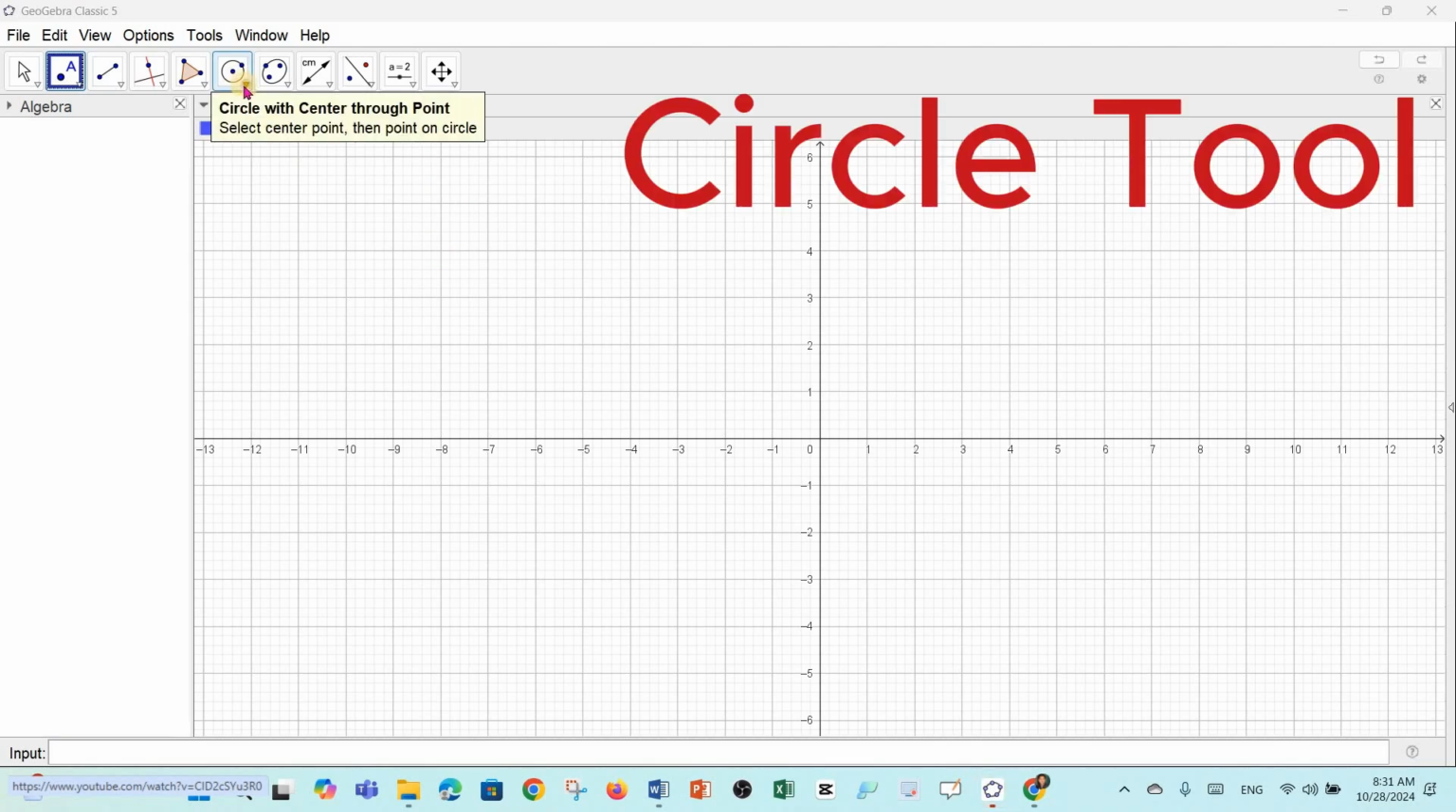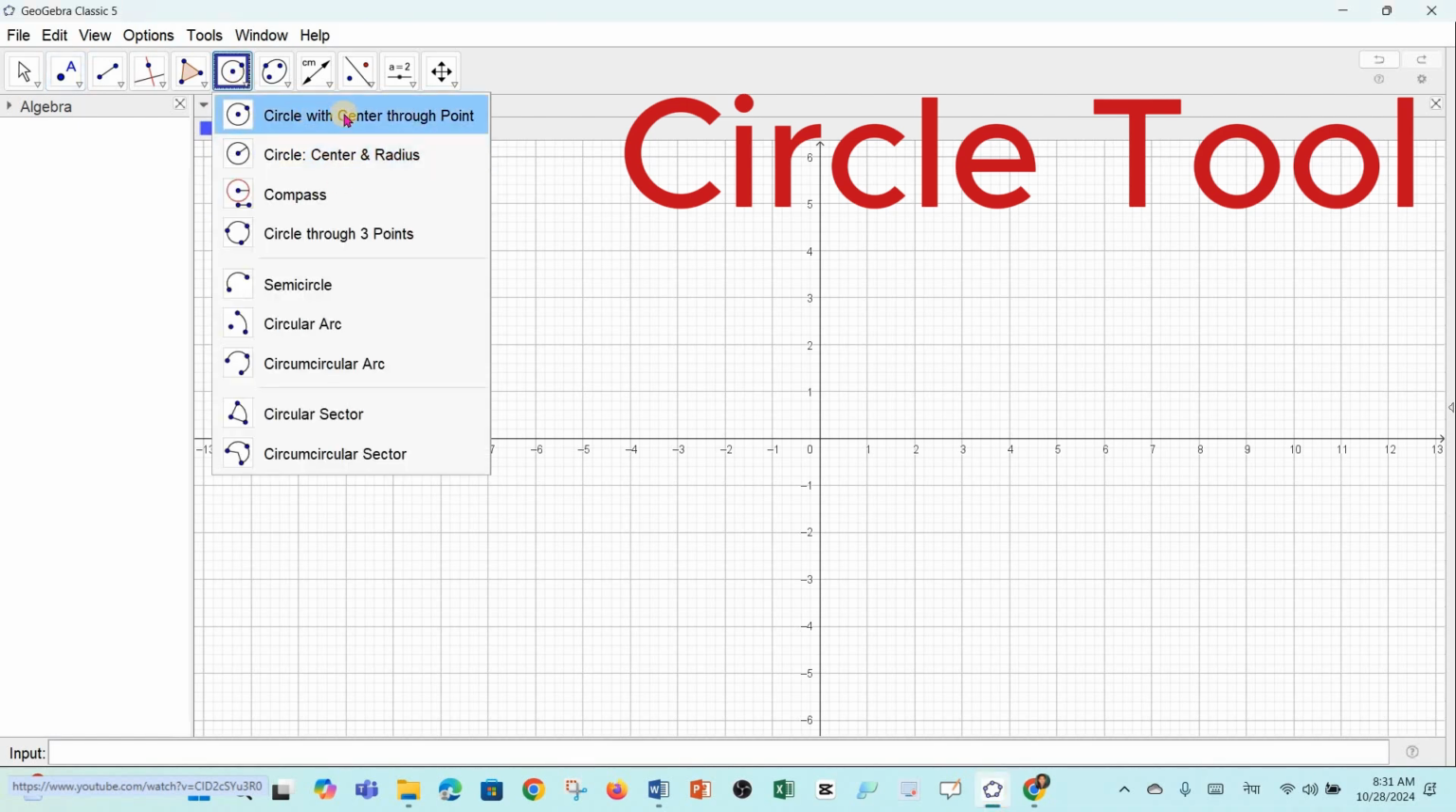Today we discuss the circle tool, and if you click on this circle tool, there are 9 options. Circle with center through point, when the center is given and 1 point is given. Circle with center and radius, when the center is given and a radius is given. Compass, when 1 point is for the center and another point is for the radius. Circle through 3 points: in case 3 points are given, we can draw a circle by using this tool. Semicircle, and we can draw circular arc, circumcircular arc, circular sector as well as circumcircular sector from this circle toolbar.